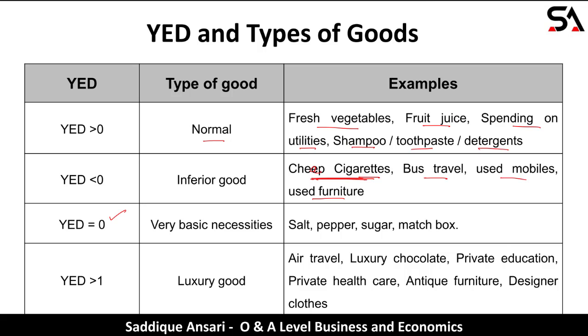If YED is equal to 0, the good will be very basic necessity. For example, salt, pepper, sugar, matchbox, etc. And when YED is greater than 1, it means the good is luxury good. For example, air travel, luxury chocolate, private education, private healthcare, antique furniture, designer clothing, etc.